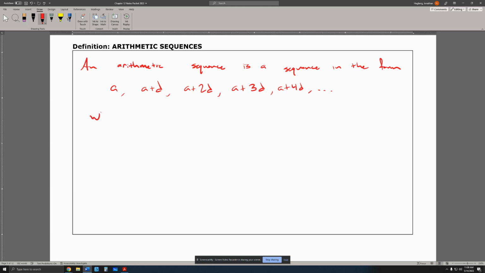Okay, so let's go ahead and define these variables, where a is the first term, and d is the common difference of the sequence.